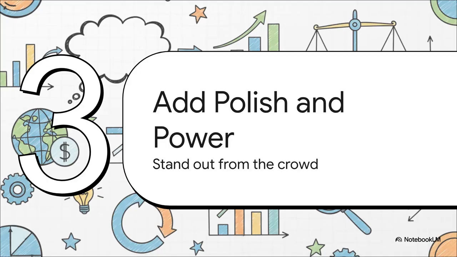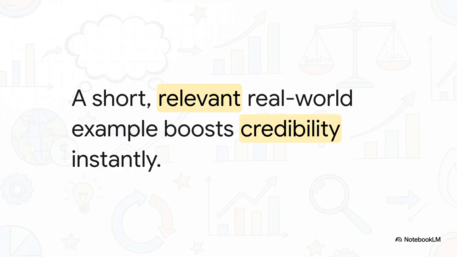All right, so you've built the analytical engine of your evaluation. You've made a judgment, you've explored the conditions. Now it's time for the final 2 elements that are going to make your argument powerful, credible, and really, really memorable. Seriously, nothing makes an argument more persuasive than grounding it in reality. A short, relevant, real-world example takes your theoretical points and proves they actually matter in the real world. It just instantly boosts your credibility in the eyes of the person reading your paper.